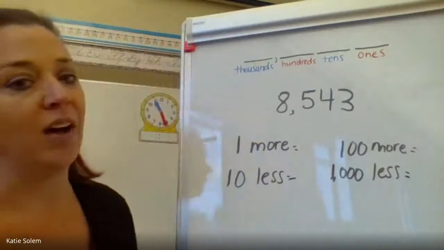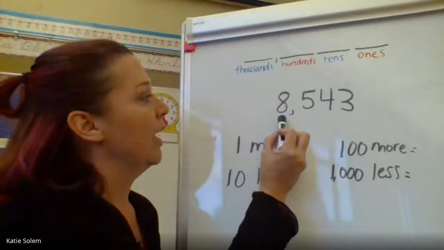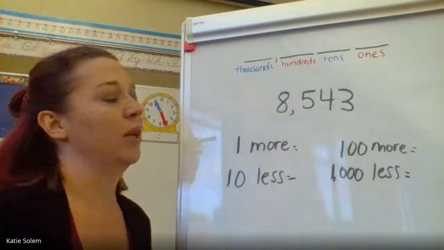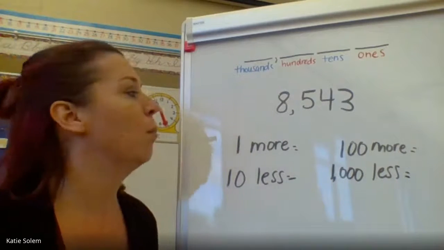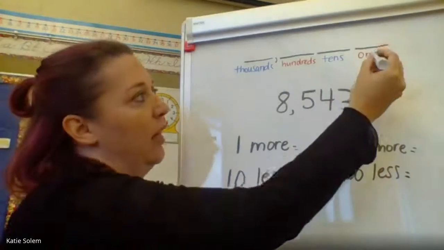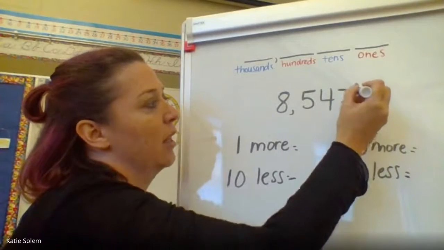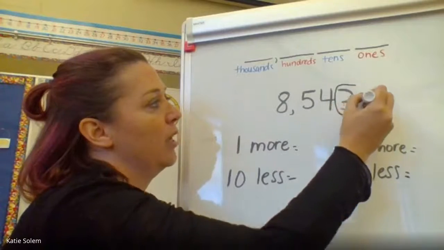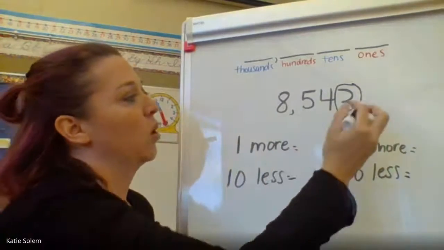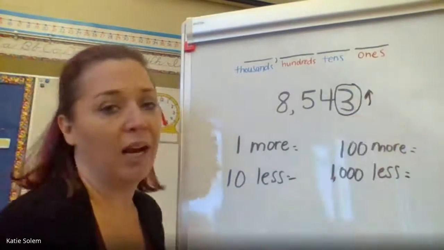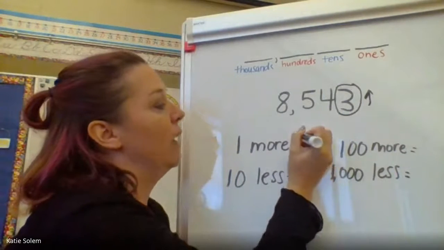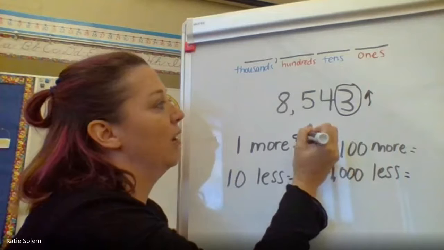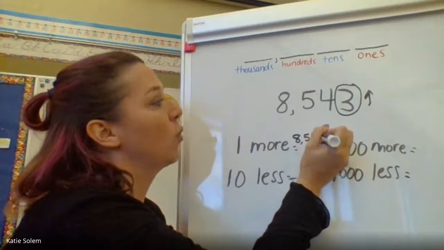For example, if I am looking at the number 8,543, and I want to know what number is one more, well, I'll go to the ones place, which is a 3. And if I'm looking for more, I'm going to bring it up one. So one more would get me to 8,544.